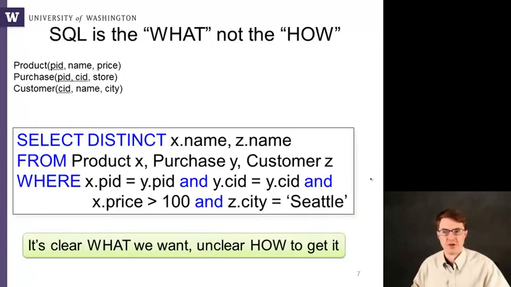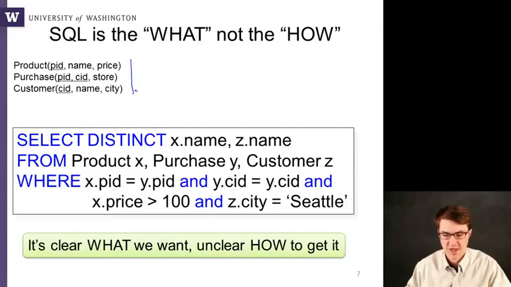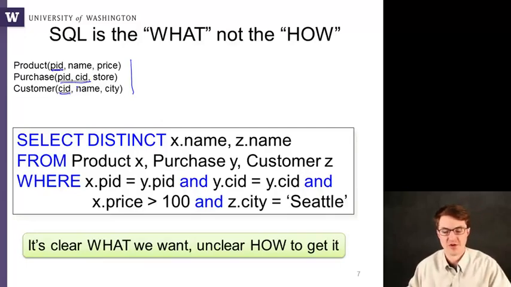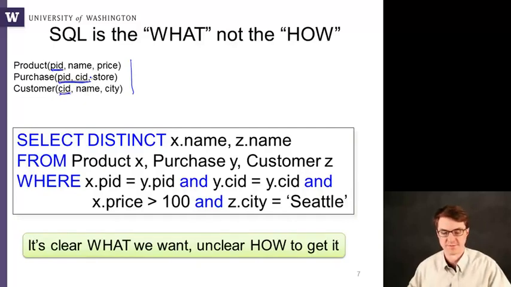Here's another example. There are 3 columns, product, purchase, and customer. And the underlining here, which we haven't talked about, indicates what makes each record unique. And so here the PID makes the product unique, the CID makes the customer unique, and the combination of PID and CID makes the purchase unique.